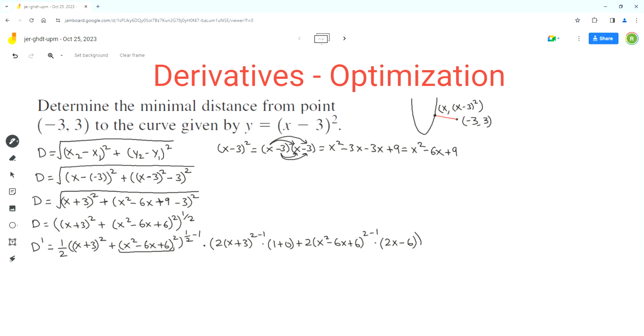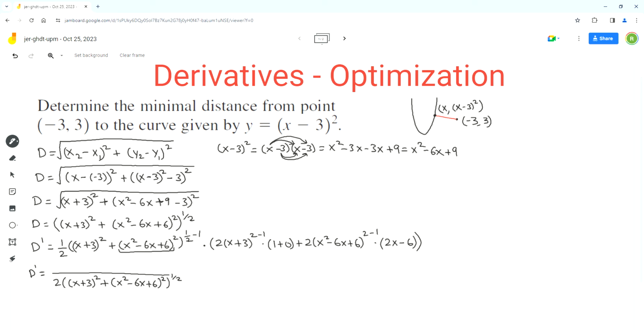So this is the derivative of the inner function. Now we can simplify this expression. So f prime of t equals, now in the first part the exponent will become negative because half minus 1 is negative half. So we'll move that term to the denominator. In the denominator we get 2 times (x plus 3) squared plus (x squared minus 6x plus 6) squared, and then exponent positive half.